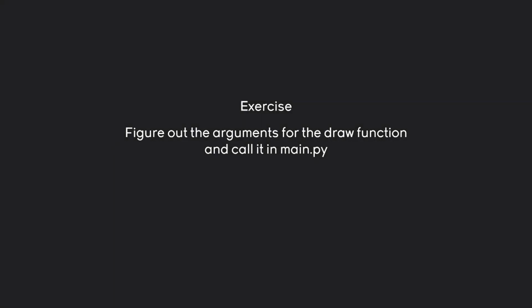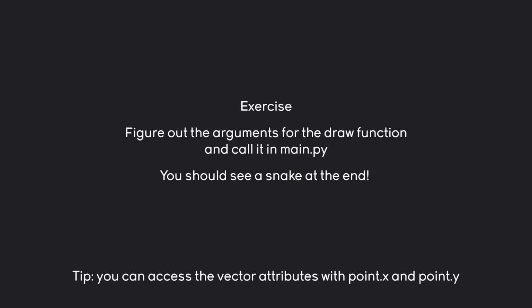Doing all of that is going to be your exercise. I want you guys to figure out the arguments for the draw function and call it in main.py. By the end of it, you should see the snake. And before you continue, a tip: you can access the vector attributes with point.x and point.y. That way you get the horizontal and vertical coordinate. Pause the video now and try to figure this one out.